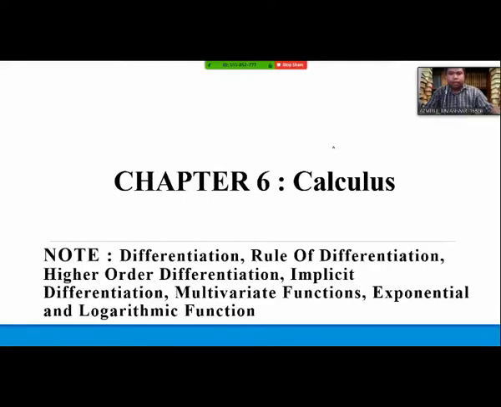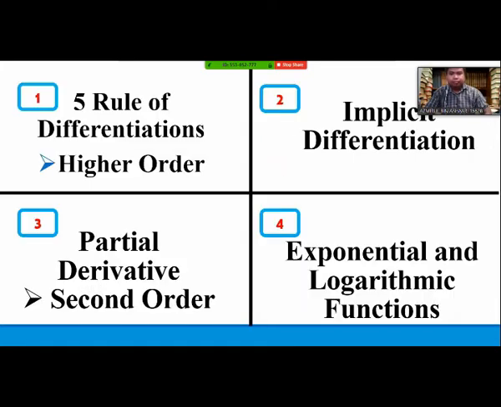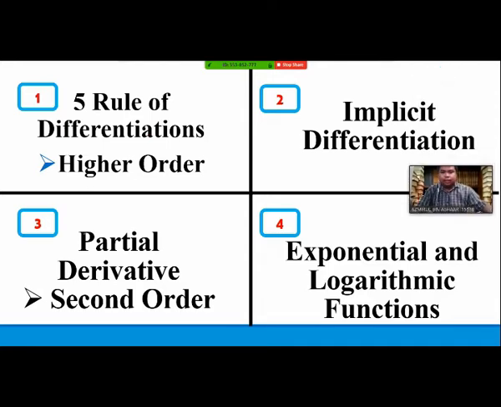Okay, today we will learn about topic 6, which is part 2. In topic 6, part 2, we will separate into 4 parts that you need to know. First is about the 5 rules of differentiation and also include higher order. And second, the implicit differentiation. And third is partial derivative and also its second order. And the fourth is exponential and logarithmic function.